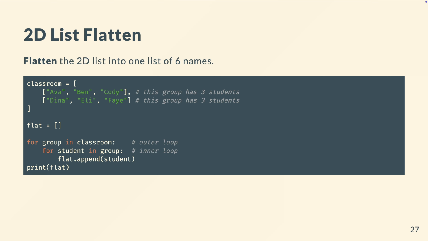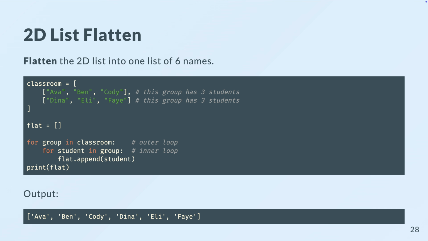After the nested loops finish, flat contains all 6 names. In the end, we print flat. Pause and guess the output. Let's check the output. It prints one list that contains all 6 names. So flattening is like collecting everything into one basket.